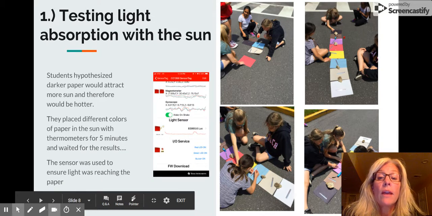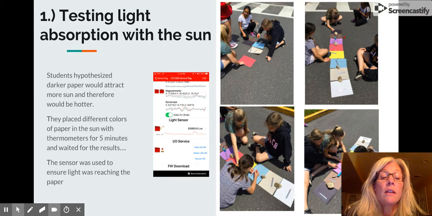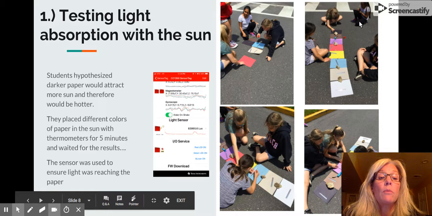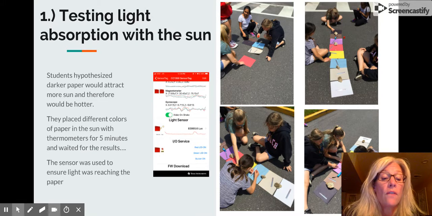First stop was going outside. They were going to test light absorption with the sun. So they lined up all of the paper that they were going to use for testing and put thermometers on top of them with weights so that the paper wouldn't blow away. And then they waited 5 minutes. After the 5 minutes were up, they had someone keep track of what the temperatures were going to be. Somebody else was in charge of the light sensor to make sure that the light wasn't changing too much over the course of the 5 minutes.